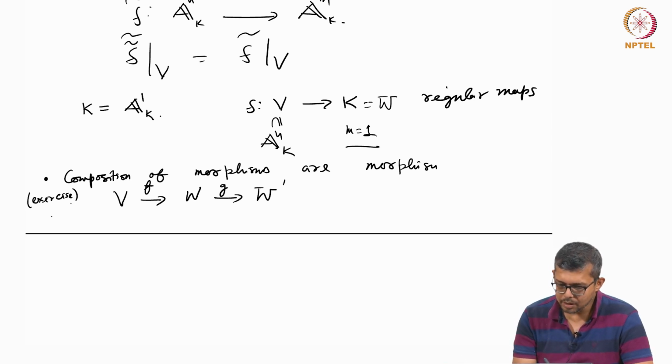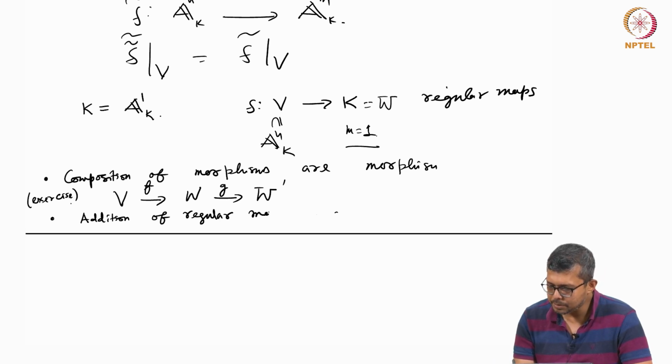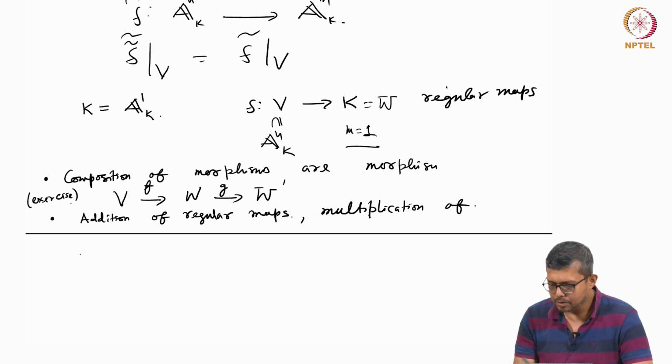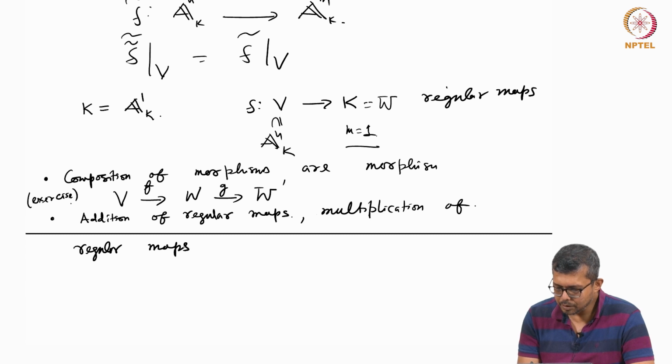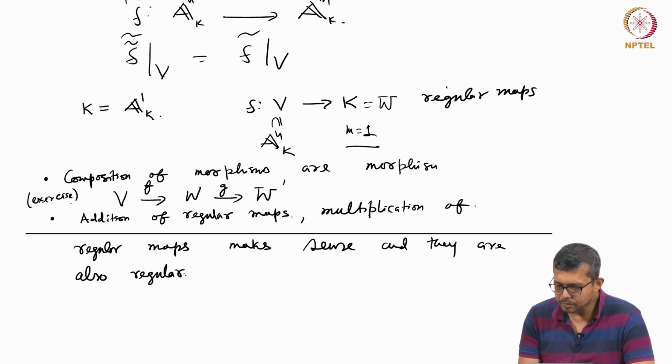And addition of morphisms is a morphism, multiplication of morphisms. Now, multiplication you have to be a little careful. Not morphisms, sorry: addition of regular maps, when the image is K, addition of regular maps, multiplication of regular maps. Makes sense, and they are regular, and they are also regular.